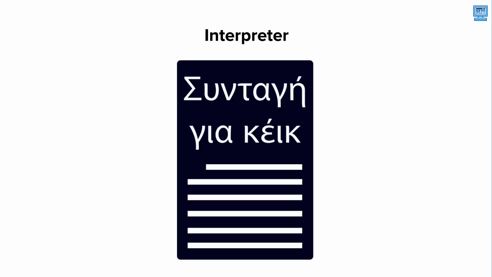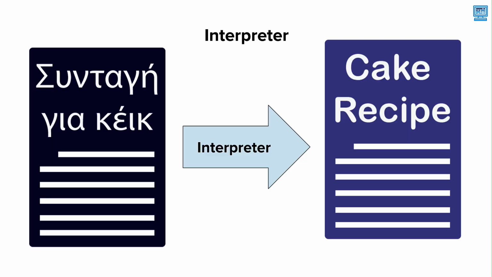Going back to our recipe example, an interpreter can be thought of as having a person who knows the language that the recipe is written in and is telling you what to do according to the recipe as they read it line by line.